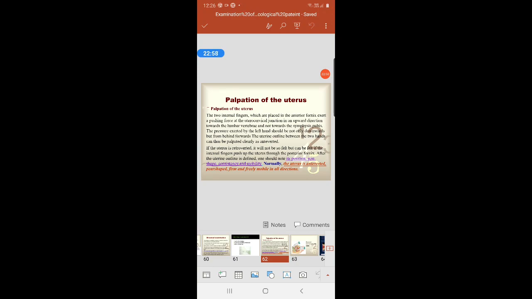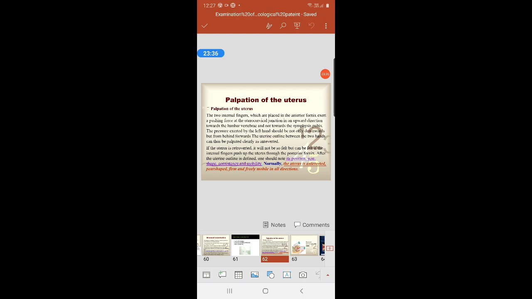So with the two fingers in the vagina in the anterior fornix, you have to give a slight pressure, a pushing type of force in the upward direction. Then the hand placed above the abdomen should give a pressure that is downward and not from behind forward. The uterine outline between these two hands can thus be palpated clearly if it is anteverted. If the uterus is anteverted, then we can palpate the uterus in between both hands.